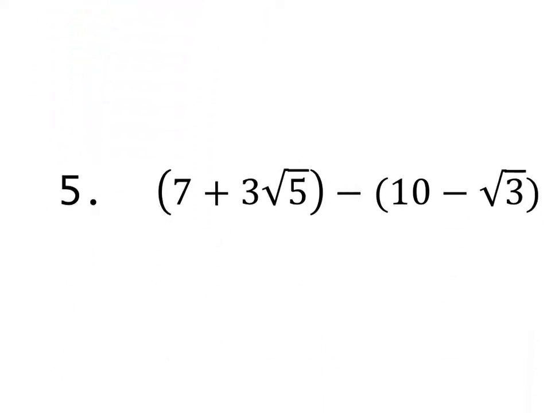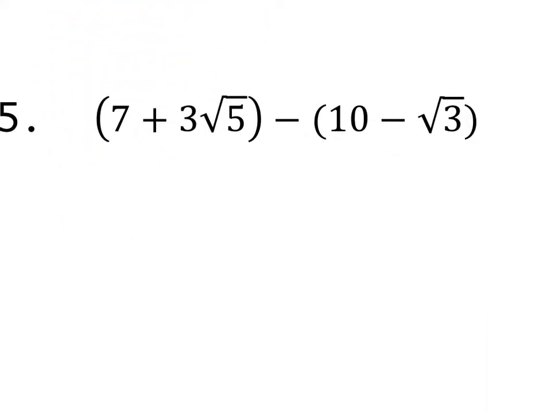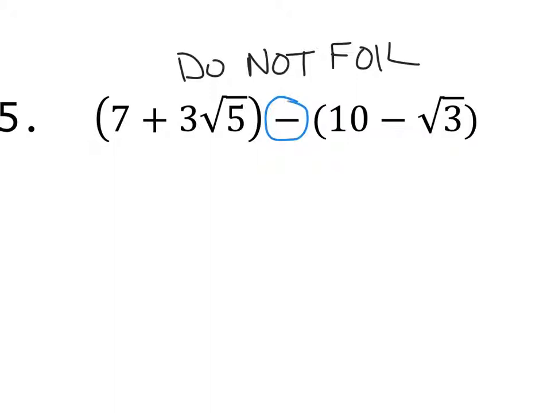Okay, next problem. 7 plus 3 square root of 5 minus 10 minus square root of 3. Make sure you do not FOIL. This is not a foiling problem. Just because you see 2 sets of parentheses does not mean you FOIL. Look at what's in between those parentheses. A minus sign. So we're actually subtracting.